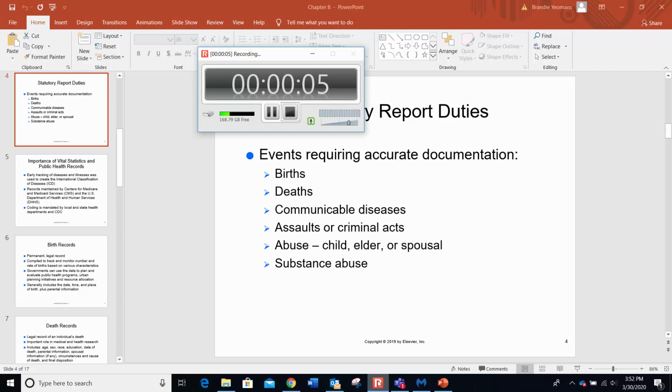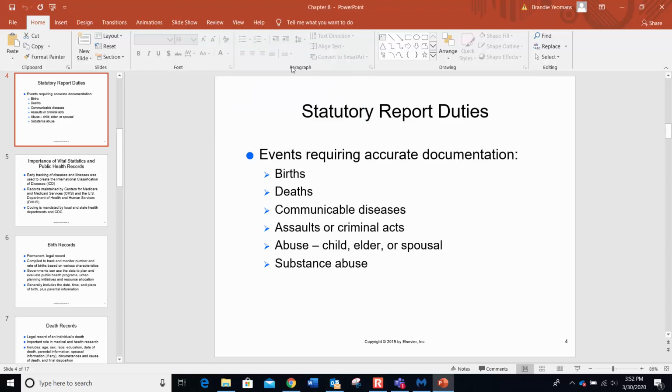This is Ms. Yeomans recording a lecture for MAT128 Medical Law and Ethics on statutory reporting and public duties in healthcare. So before we begin talking about the specific statutory reporting duties that we have, let's talk about what is statutory reporting.